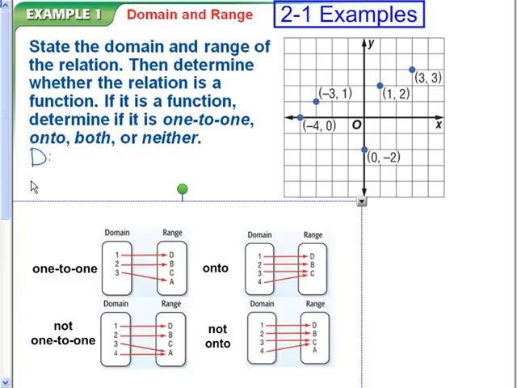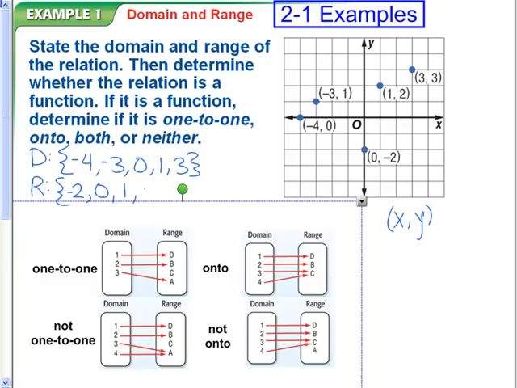The domain is the x values. So remember, our points are listed as x, comma, y. So I'm going to be working from the left to the right, writing down all of my x values. So I have -4, -3, 0, 1, and 3. The range then is all of my y values. So I'll be working from the bottom to the top. So the lowest one was -2, 0, 1, 2, 3.